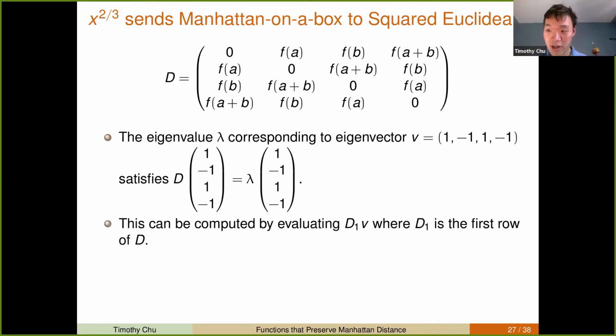Well, just using a little bit of math, which isn't too complicated, this lambda can be computed by evaluating the first row of D times your vector V. What is that going to be? I take my first row of D and multiply it by 1, -1, 1, -1. Anyone? Just come at me.